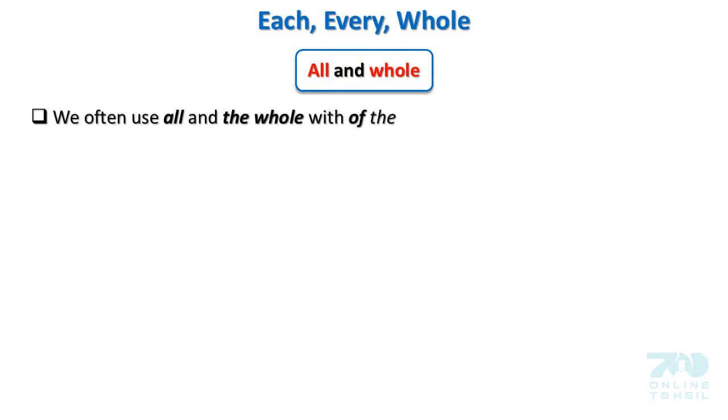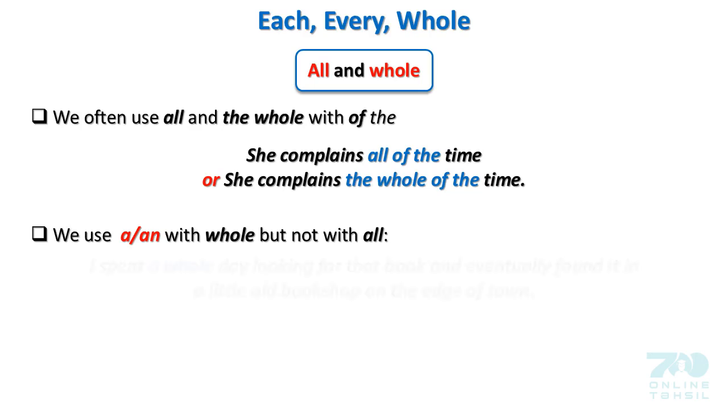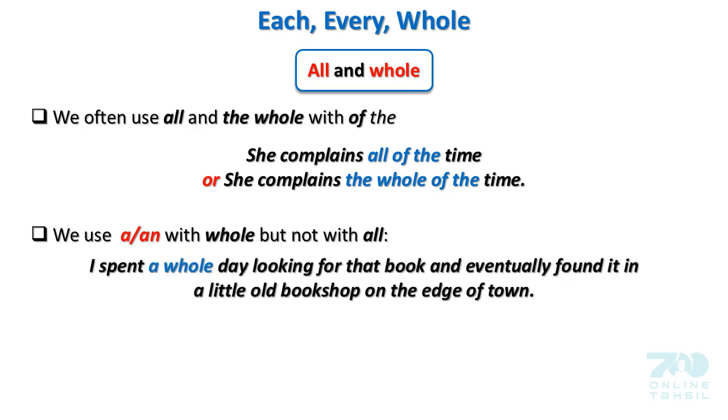We often use all and the whole with of there. She complains all of the time, or she complains the whole of the time. We use a and an with whole but not with all. I spent a whole day looking for that book and eventually found it in a little old bookshop on the edge of town. Not all a day.